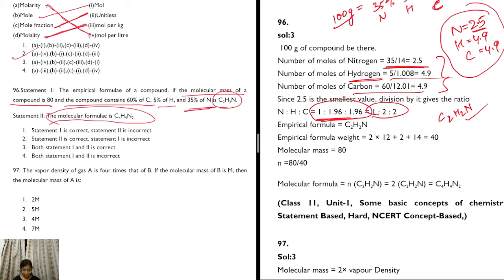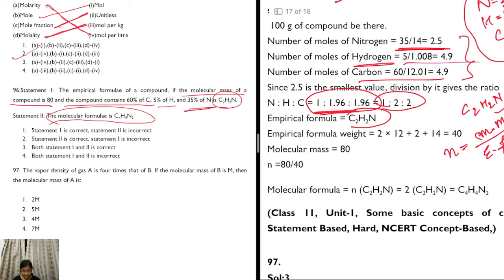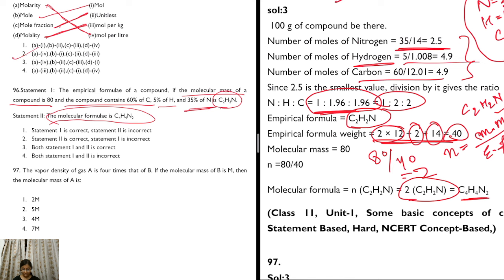Now let's find the molecular formula. How do we find it? We multiply the empirical formula by n. And how will we calculate n? n will be calculated by molecular mass upon empirical formula weight that is given to us. The empirical formula is here, we will find the weight. So carbon atoms are there, therefore 12 into 2, plus 2 hydrogen and 1 nitrogen. So it is 40. So 80 divided by 40 equals 2. So we'll multiply the empirical formula by this, and we have C4H4N2. So both the statements are correct.